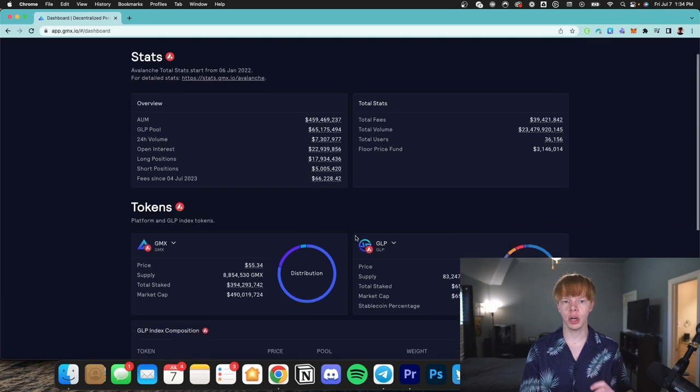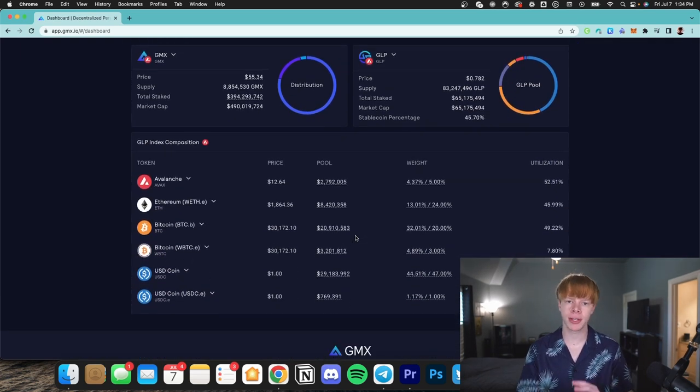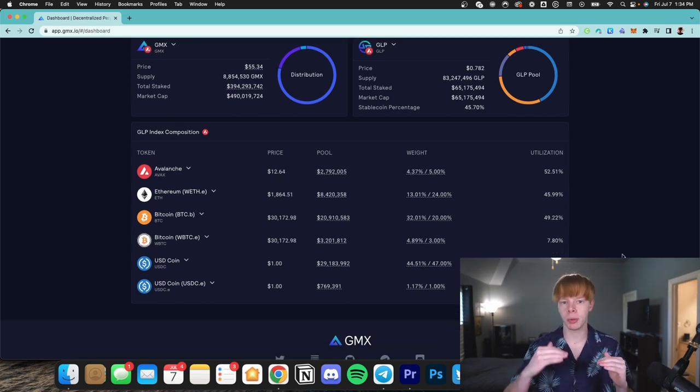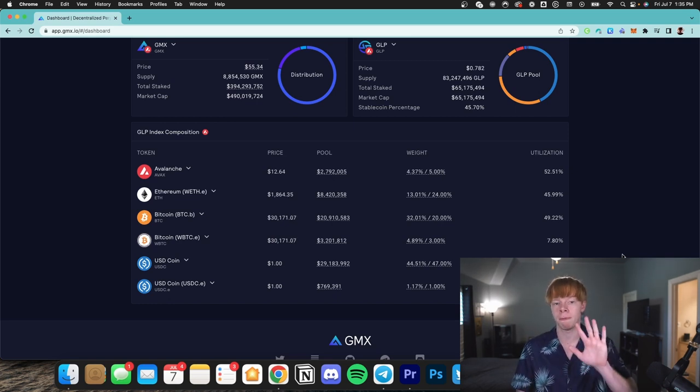With GMX, the GLP index asset is composed of a ton of different blue chip assets. And matter of fact, it's almost 50% stable coins. So in this case, it's composed of Avalanche, Ethereum, Bitcoin, as well as USDC. So let's just say it's 50-50 between market exposed assets and stable coins. In the case the market exposed assets go up 10%, GLP will only go up 5% because it's only halfway composed of market exposed assets. Same thing goes vice versa. If those market exposed assets go down 10%, then GLP will only go down 5%.